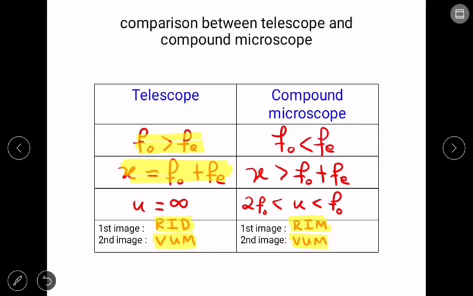Alright, so I hope this comparison table helps you to understand the telescope and compound microscope better.